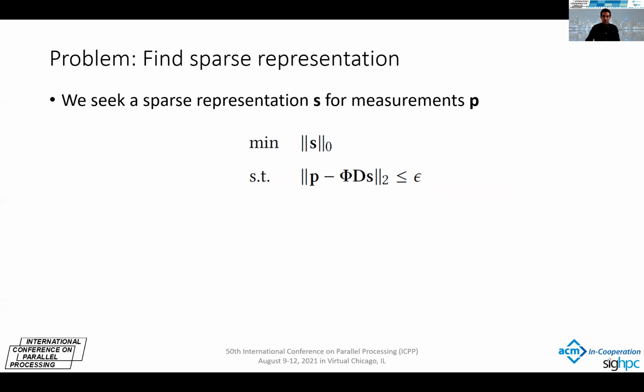In the field of compressed sensing, we seek a sparse representation S for measurements P. We have that S is sparse under a dictionary D and sampled by a matrix phi. We aim to reconstruct S by minimizing the L0 norm, that is, the number of non-zero elements in S. This is together with the condition that the error is bound by a user-defined parameter, epsilon.